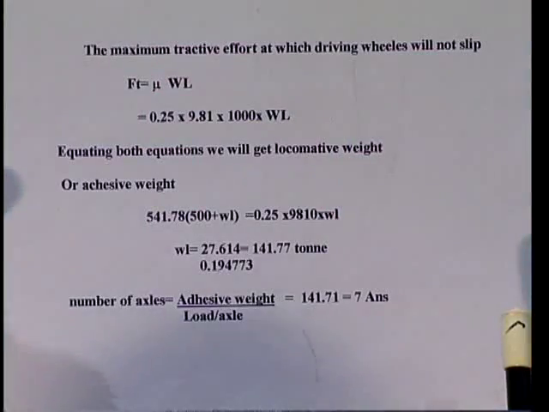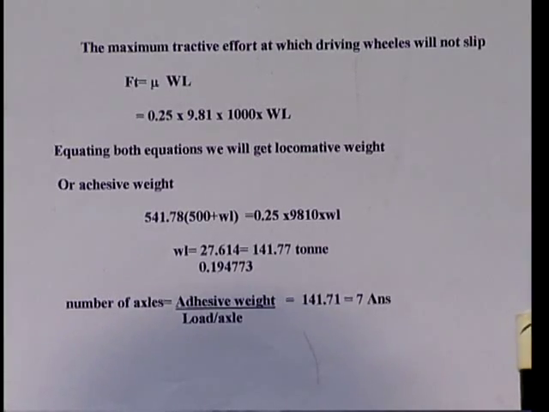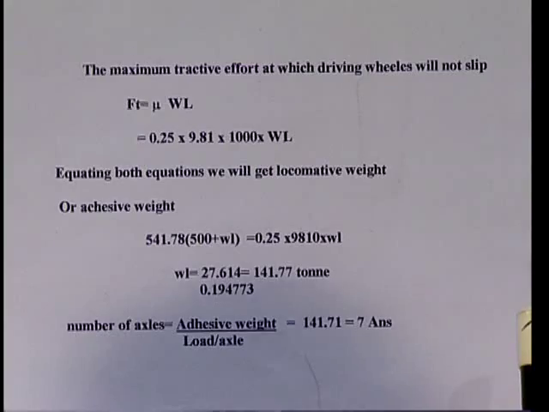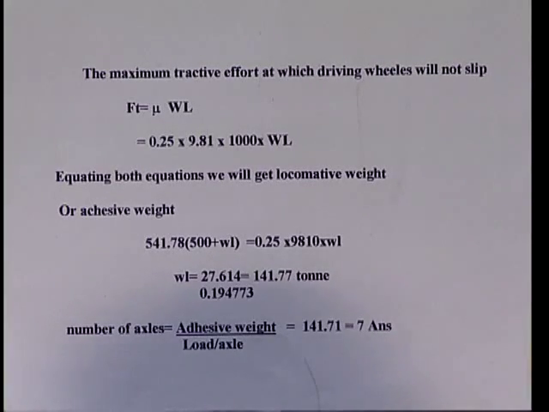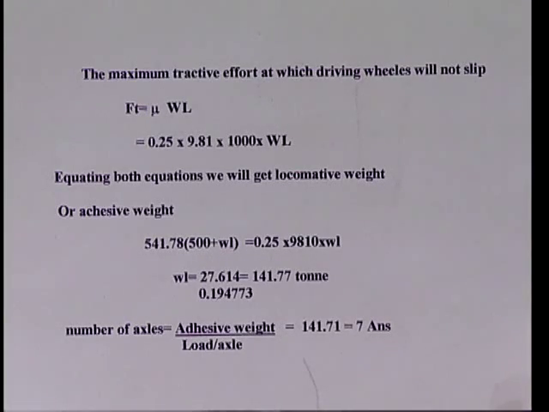The maximum tractive effort at which the driving wheels will not slip is given by the equation F of t is equal to mu into WL. Here F of t is the maximum tractive effort, mu is the coefficient of adhesion and WL is the weight of the locomotive or adhesive weight, that is equal to 0.25 into 9.81 into 1000 into WL.